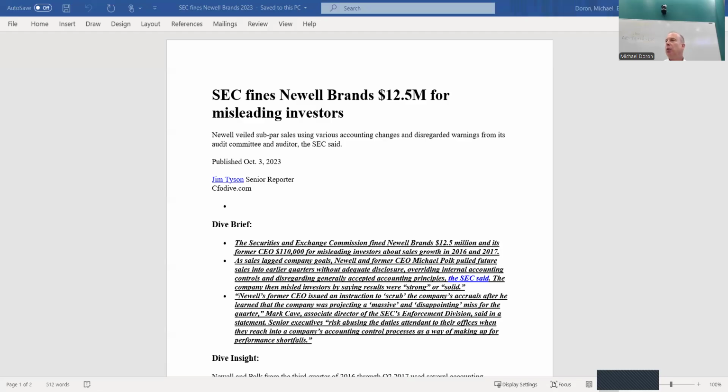Okay, and what are you doing here when you create a flow chart like this? You are documenting the internal control, documenting your understanding of the internal controls over the purchase and acquisition cycle.